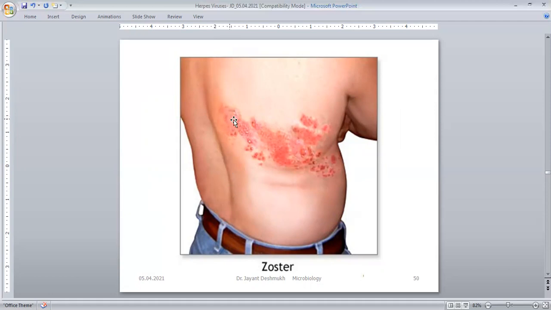And what is the nerve supply to the body? This is up to the nerve supply, the trigeminal nerve also, the ophthalmic branch. So it may present as keratoconjunctivitis.